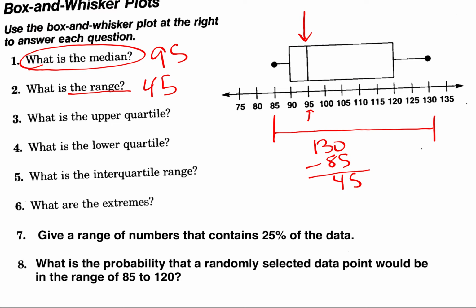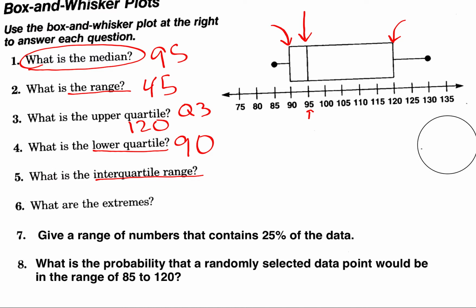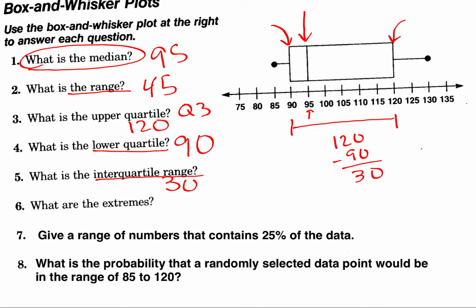The upper quartile refers to quartile 3. If you were asked for the upper quartile, it's the top end of the box, which is 120. If you're asked for the lower quartile, that's quartile 1. It's the bottom end of the box, which in this case is 90. If you were asked for the interquartile range, that is asking how big the box is from the first quartile up to the third quartile, and you can just subtract that. The interquartile range here is 30.